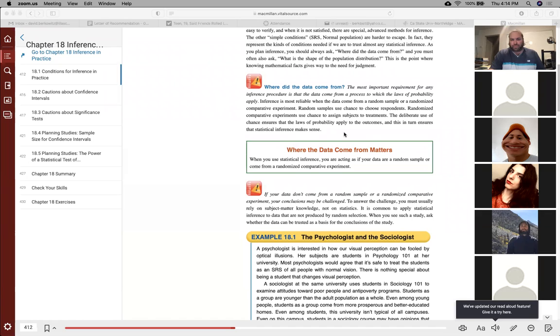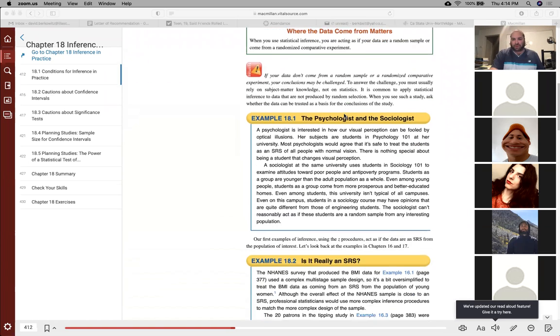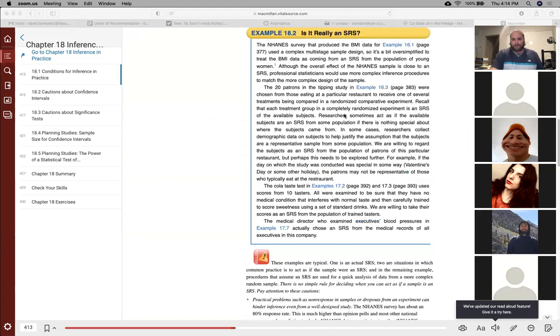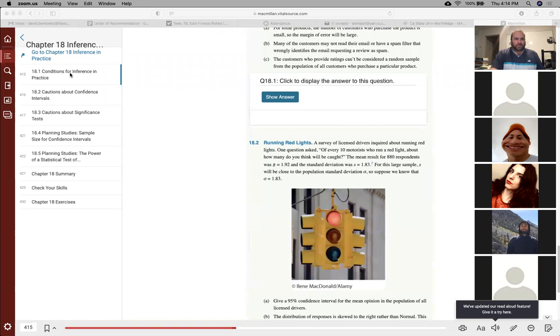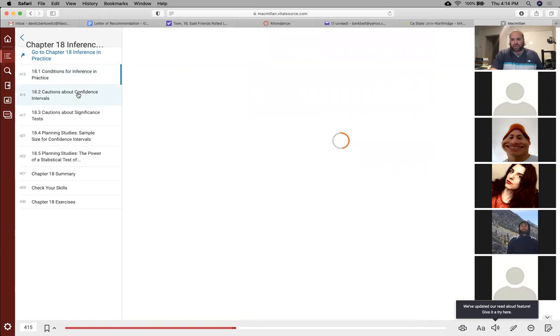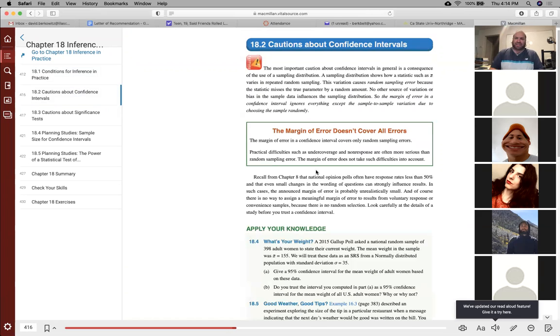So this is just repeating what we did. Where the data comes from matters. Essentially, what it's saying is, if you have an SRS, then don't worry about it, and everything is taken care of. And the rest of it's not really that important. A lot of filler stuff in these chapters. These books could be like 9 pages long, and you'd learn just as much. Okay, so now let's talk about cautions about confidence intervals.